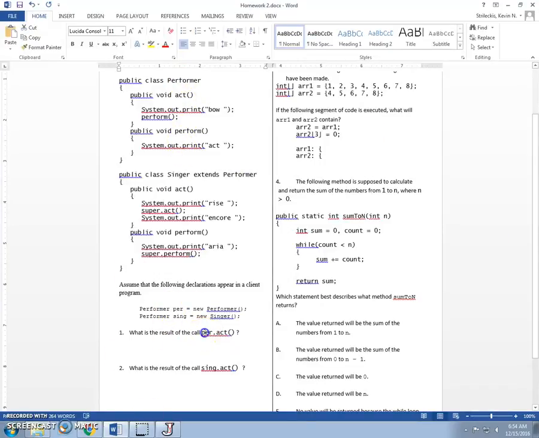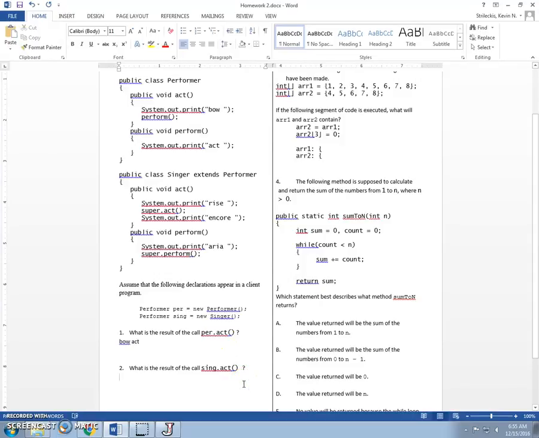All right, now if we're going to go ahead and do per, our performer, that one's actually pretty easy to figure out. The result of calling per.act is that it first goes into the act method. It's going to print bow. So that's going to be our first word printed. I'll make sure that's lowercase. All right. Then it goes to the perform method, which is right here. Next thing perform does is act. And that is it.